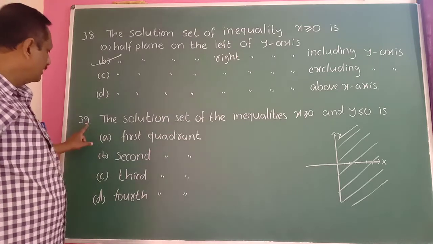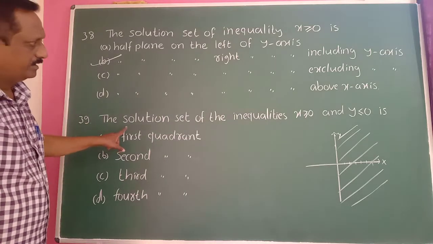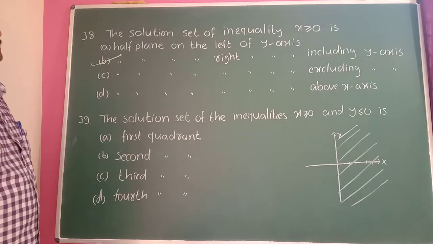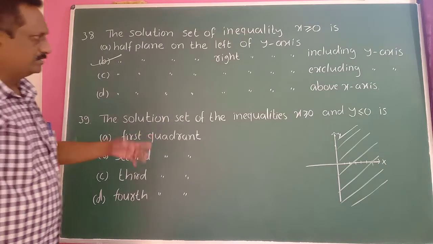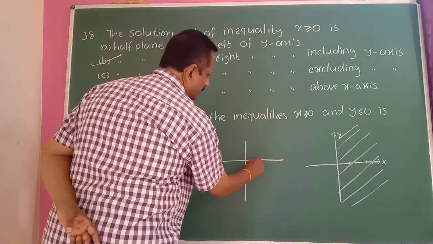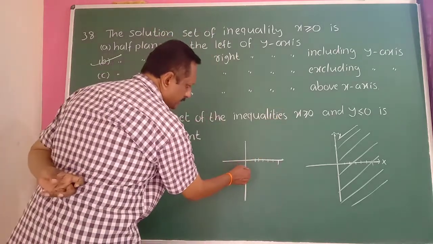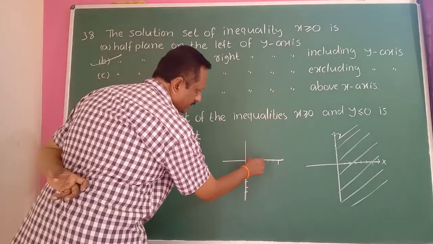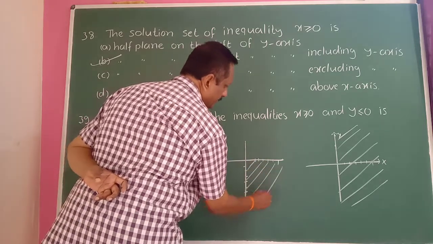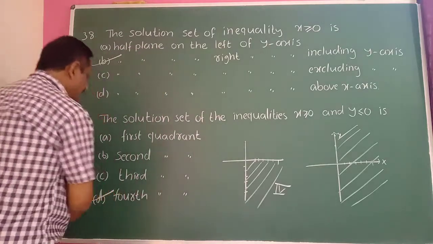In question 39, the solution set of the inequalities x greater than or equal to 0 and y less than or equal to 0: x greater than 0 means these values, and y less than 0 means these values. So x greater than 0, y less than 0 means this region, obviously the fourth quadrant. So D is the correct option, fourth quadrant.